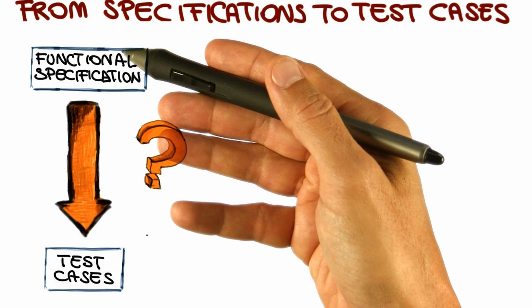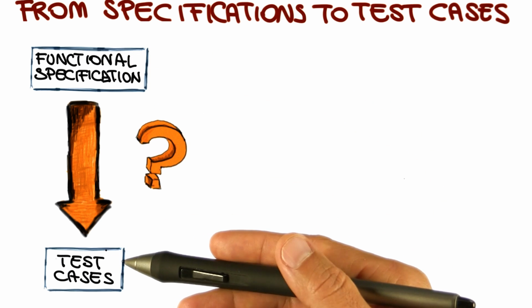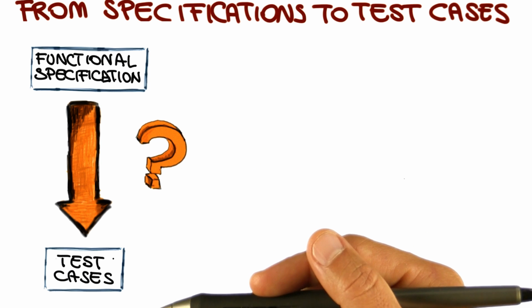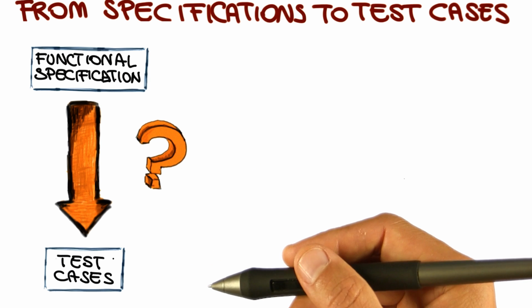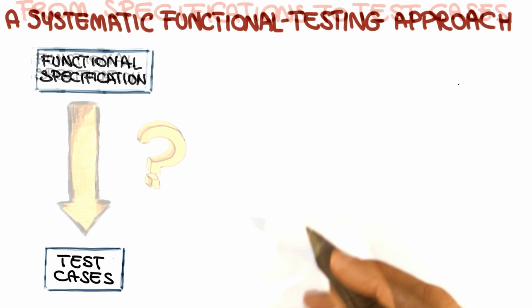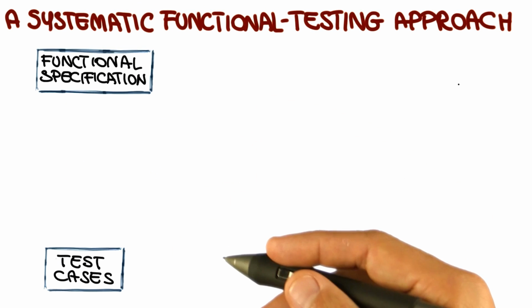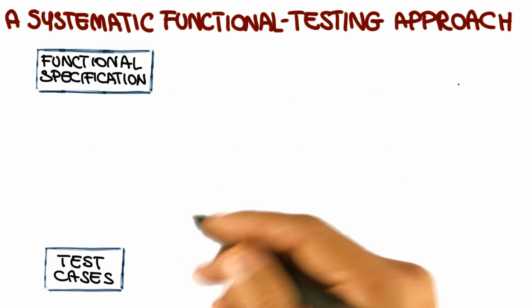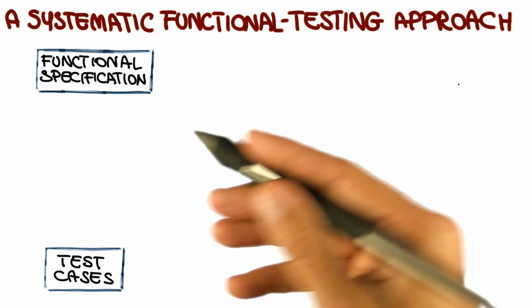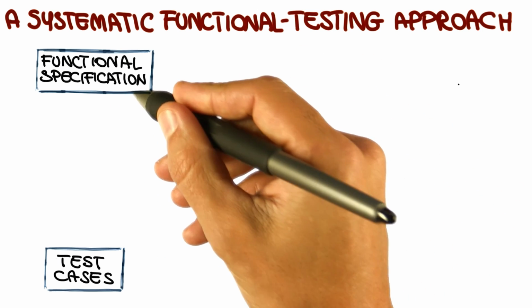Doing this derivation, so going from this description to a concrete set of tests, is a very complex analytical process. And normally brute force generation is not a good idea because it's inefficient and ineffective. What we want to do instead is to have a systematic approach to derive test cases from a functional specification. What a systematic approach does is to simplify the overall problem by dividing the process into elementary steps.